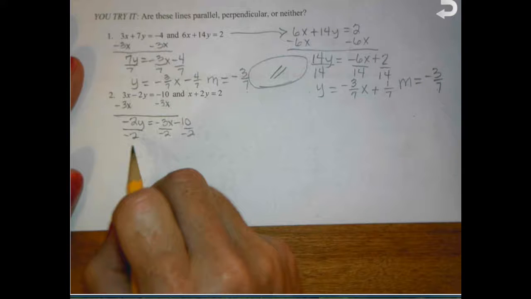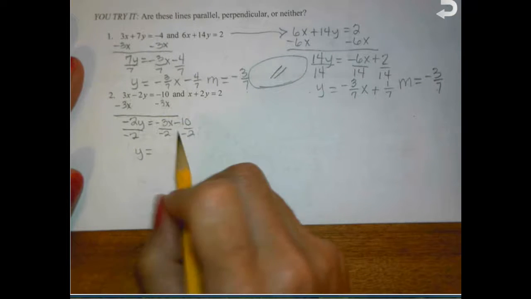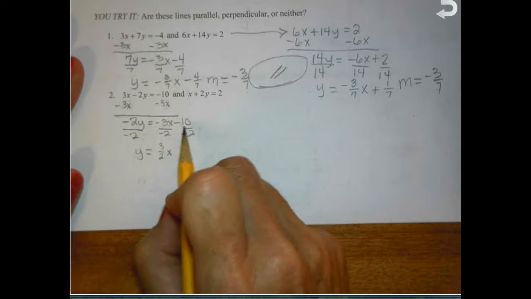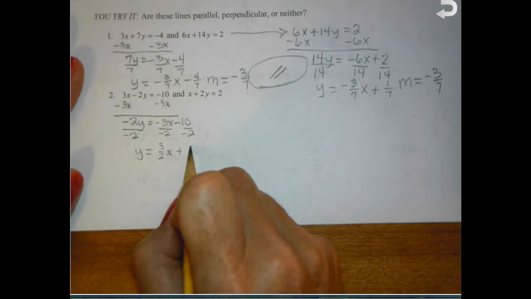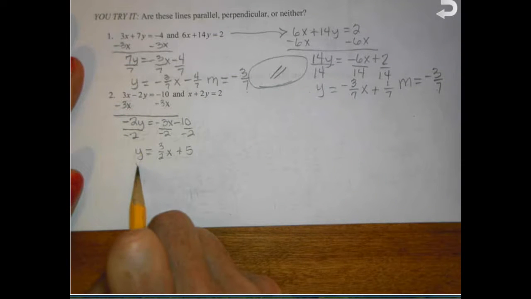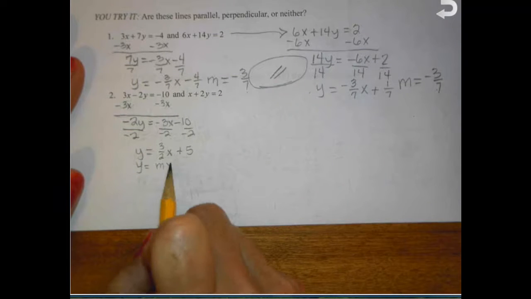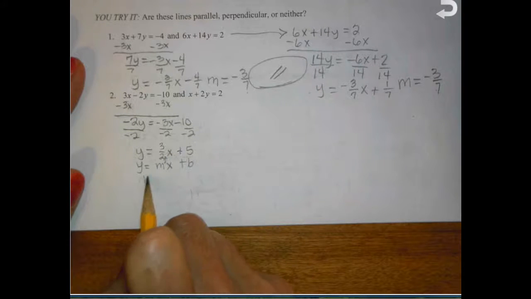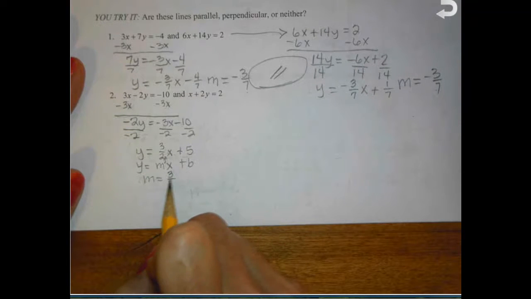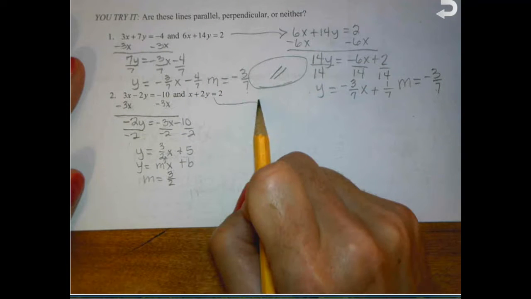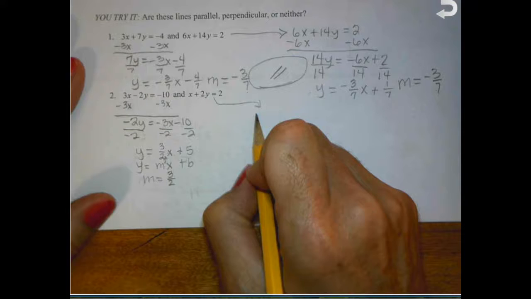And the negative 2's reduce, and I have y equals, this comes to 3 halves x and then plus 5. So if I want to pull out the slope, it's in the y equals mx plus b form. So my slope is just the 3 halves. Alright, this other equation, let's look at it over here.